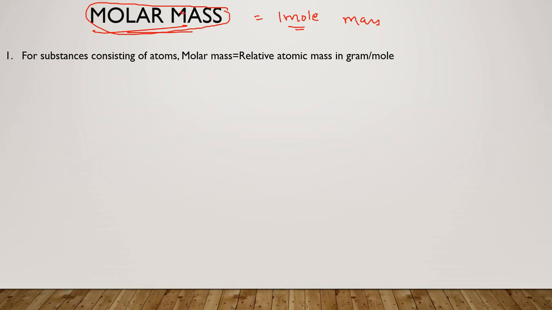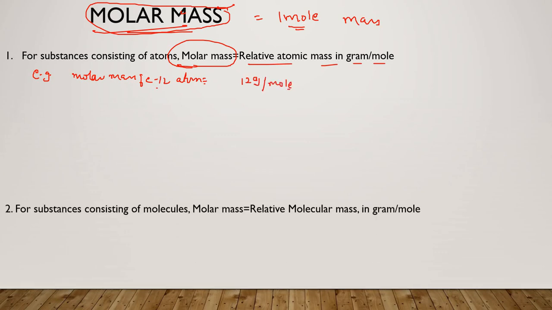Now the other concept, about the mass. What is the molar mass? As the name suggests, it is the mass of 1 mole. If you're talking about any atom, the molar mass of that atom will be equal to the relative atomic mass in gram per mole. For example, the molar mass of the carbon-12 atom: you know the relative atomic mass of carbon-12 is 12, so you just put 12 gram per mole.